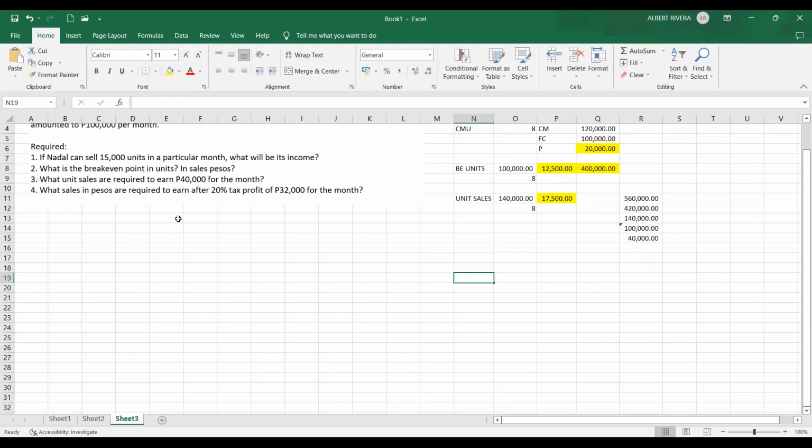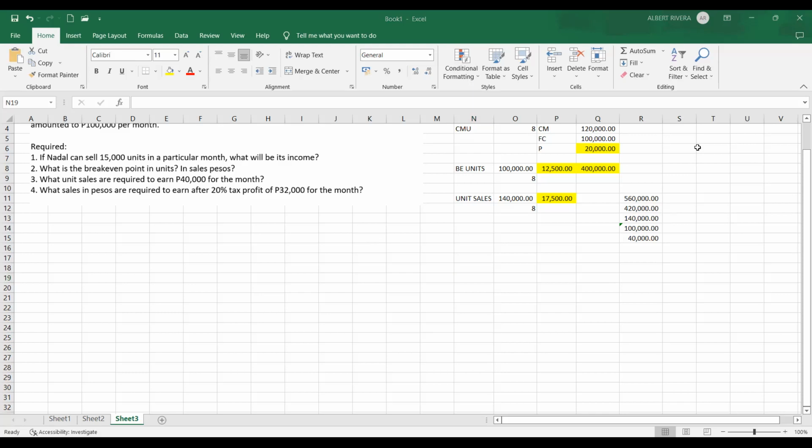Okay, in problem number 4, what is the sales in peso required to earn 20% after tax? Okay, so after tax, ibig sabihin, kailangan kasi before tax ito eh. So, kailangan mag before tax ka muna dito. So, the formula should be the same as the required profit. However, you will use the percentage here.